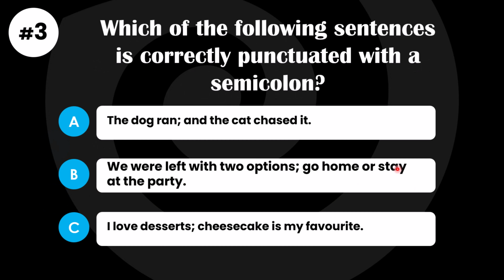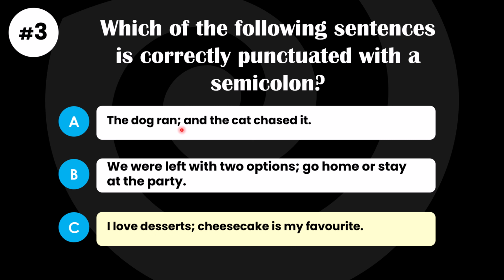Number 3, which of the following sentences is correctly punctuated with a semicolon? A, the dog ran and the cat chased it. B, we were left with two options; go home or stay at the party. Or C, I love desserts; cheesecake is my favorite. The correct answer is C. In C, we have two independent clauses and we connect them with a semicolon.